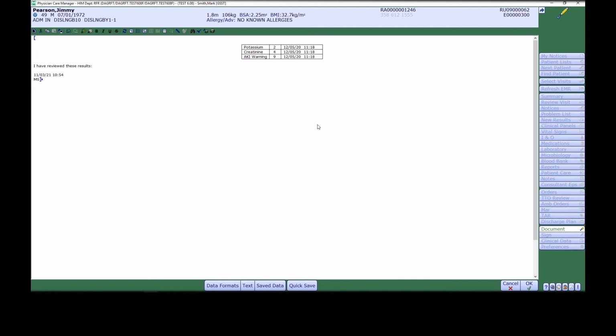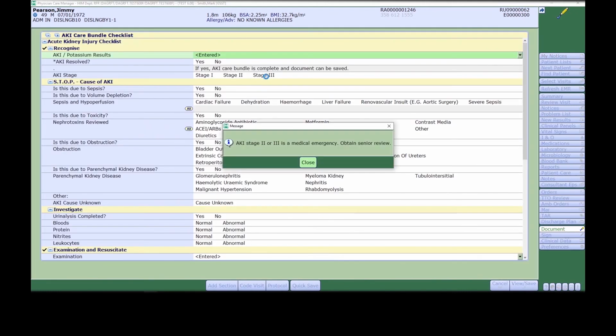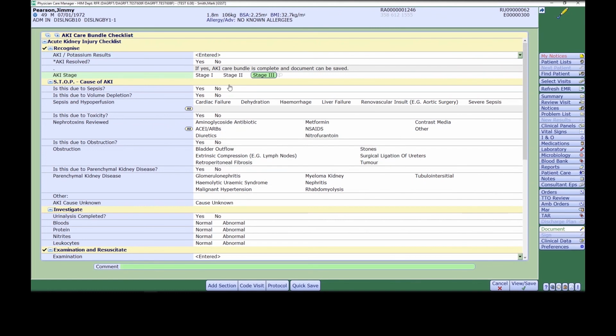You would initial to say that you've seen these results, and we'll say that this patient has a stage 3 acute kidney injury. If the patient had had an AKI in the preceding year, but the AKI was resolved, you would click resolved, and that would mean that you don't have to fill out the rest of the form. But in this example, the patient has acute kidney injury, it's not resolved, and it's a stage 3. We then go on to the causes of acute kidney injury.